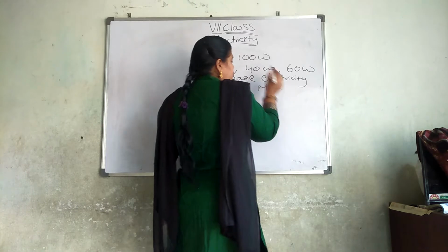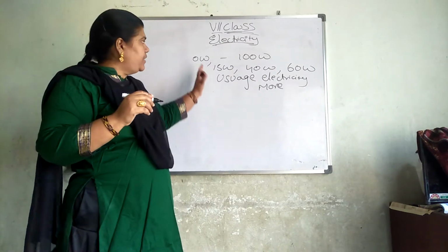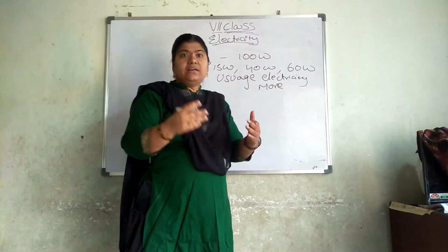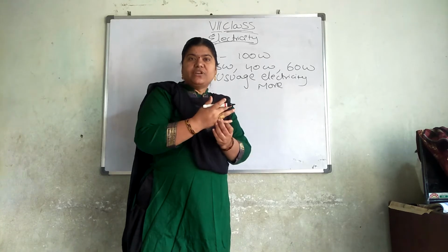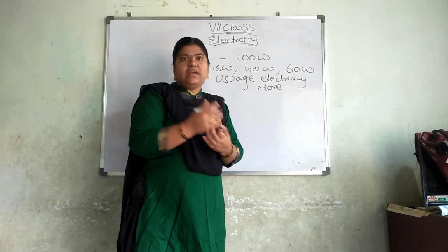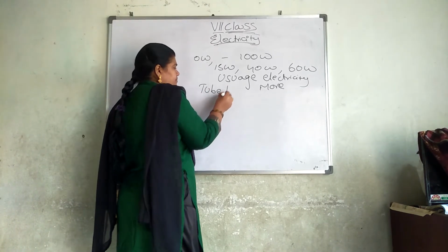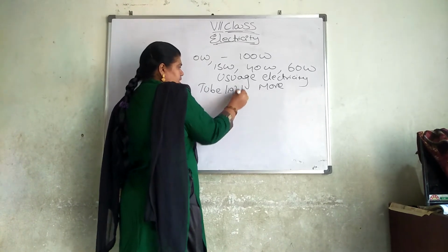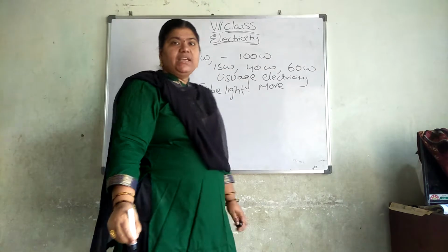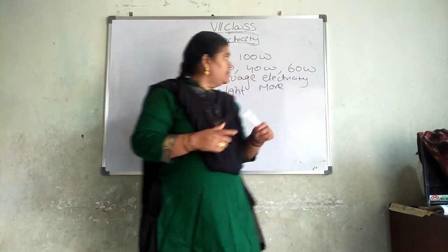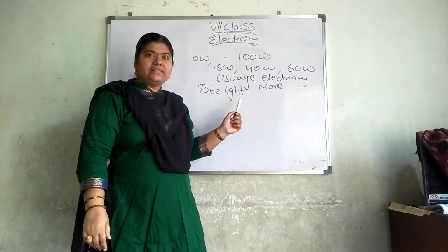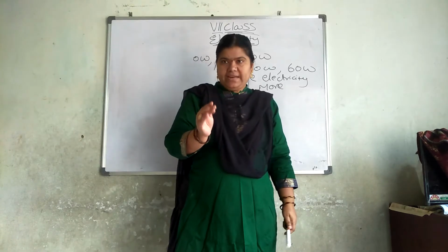So what do we have to do? The people thought, if we are using these bulbs, the price of the current, the voltage, is increasing. So what they did was they went with tube lights. They went with the tube lights. If instead of bulbs we use tube lights, we can save the electricity.